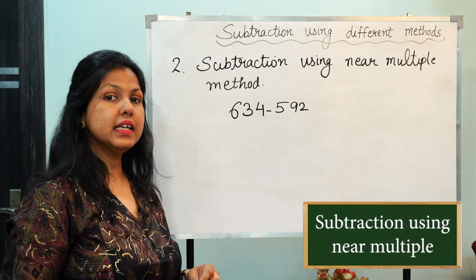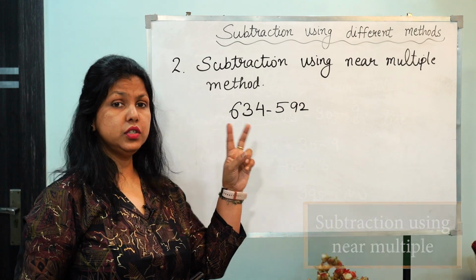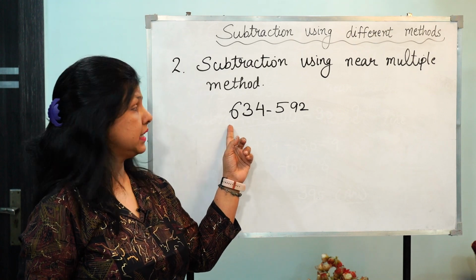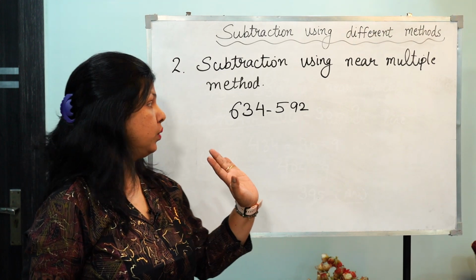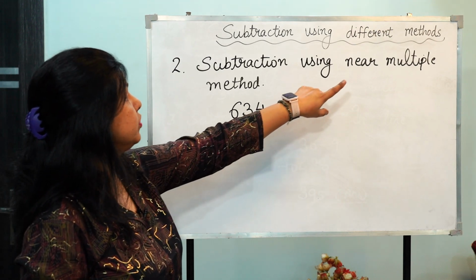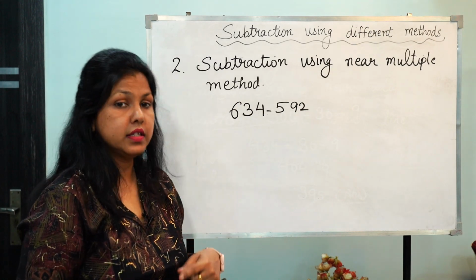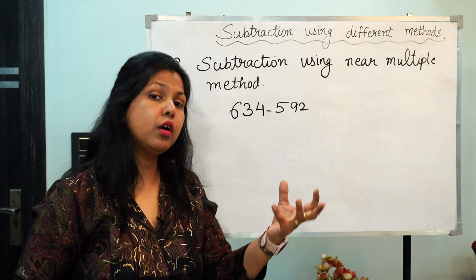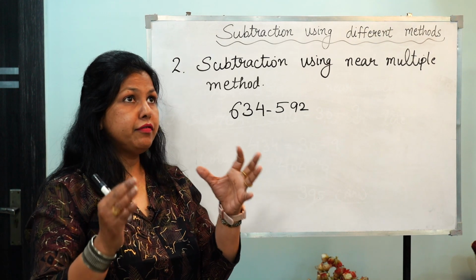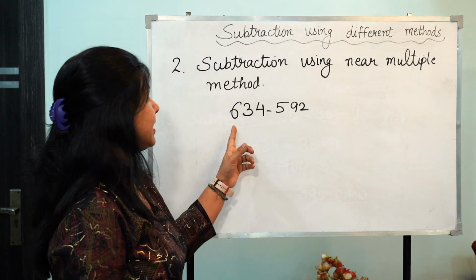So our second method is subtracting using near multiple method. Here I have taken two numbers. The minuend is 634 and subtrahend is 592. So again here I am using near multiple method. Near multiple means when we are going to round off our subtrahend. Our subtrahend is 592. So children, rounding off, you can imagine like 592 is near to 500 or 600.